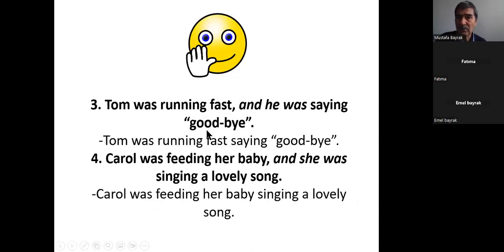Three, Tom was running fast and he was saying goodbye. Isn't it better to say like this? Tom was running fast, saying goodbye. Four, Carol was feeding her baby and she was singing a lovely song. So, Carol was feeding her baby, singing a lovely song.